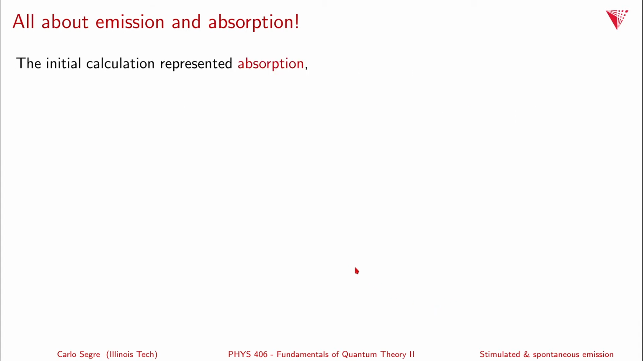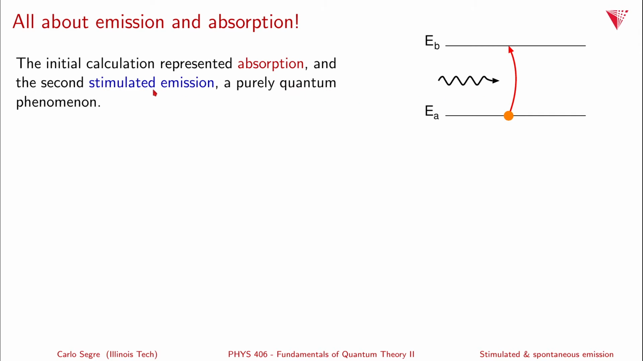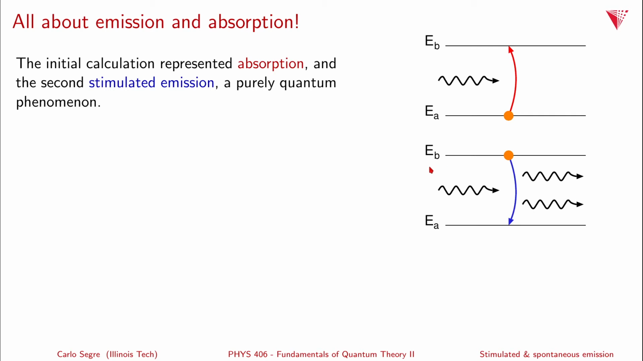Now, the initial calculation we did represented absorption. You start at a lower state, and you transition to an upper state with the input of a photon, or electromagnetic radiation. The second was stimulated emission, which is a purely quantum phenomenon. That is, you start in the upper state, E sub B, you send in photons, and you drop down to the lower state, emitting a second photon, an additional photon.